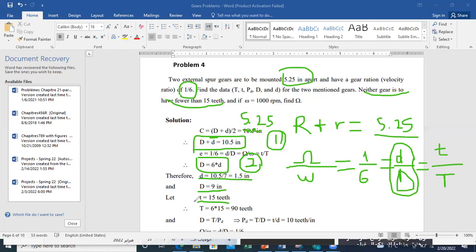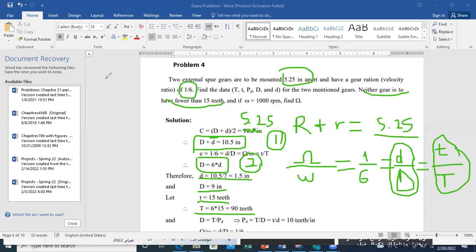Okay, so for t equal to 15, and knowing the relation between the number of T's of the pinion and the number of T's of the gear, you can get the value of big T. So big T is 6 times 15 equals 90 T's. Now, whenever we determine the number of T's for our pinion and gear, we can deduce the diametral pitch.